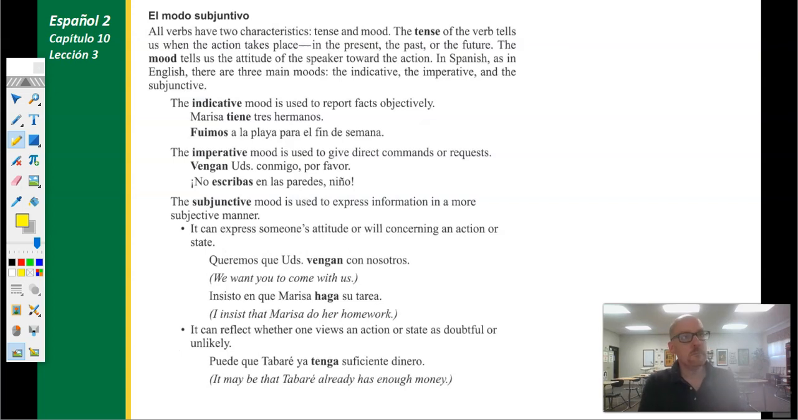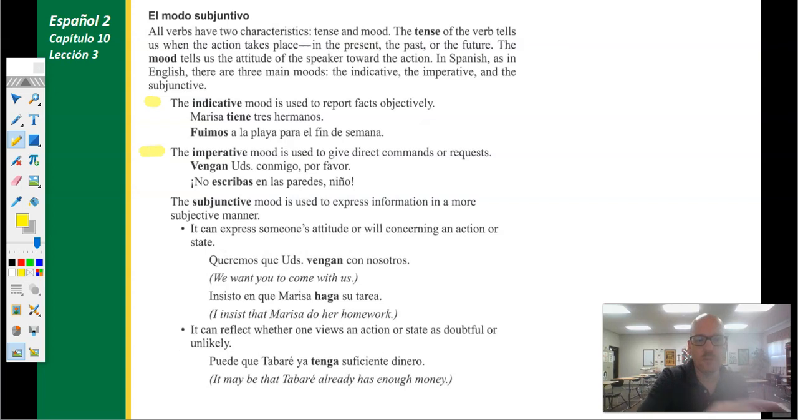And if you remember from English class, you'll remember what the subjunctive mood does. Let's review the different modes that we've already studied. The indicative mood reports facts objectively. Marisa tiene 3 hermanos. Marissa has 3 brothers. Just the facts. We are just saying what is true there.